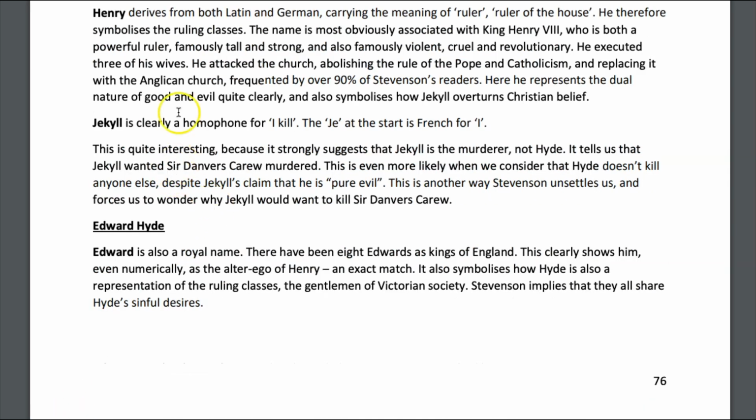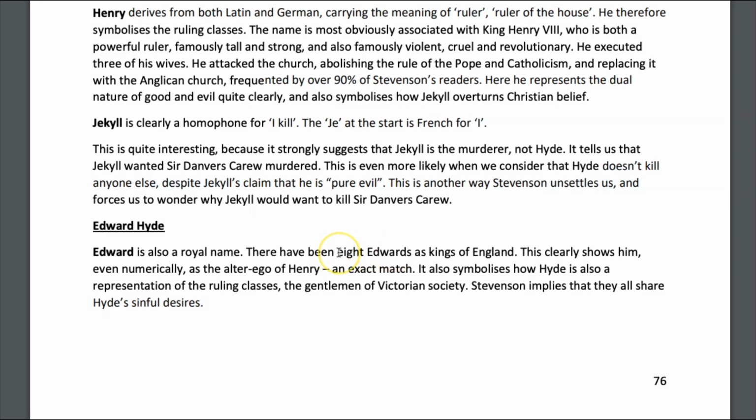Now, you'll be used to the idea that Henry is the good character and Edward Hyde is the evil character. They are doppelgangers, if you like. Oh, that's probably not the right word because a doppelganger will look like each other, but they're alter egos of each other. They are flip sides of the same coin. Now, in his names, he makes that point even clearer because Henry is named after Henry VIII. There were 8 kings called Henry. So why is Hyde called Edward? Well, because Edward is also a regal name. And guess how many King Edwards there have been? That's right, there have been 8.